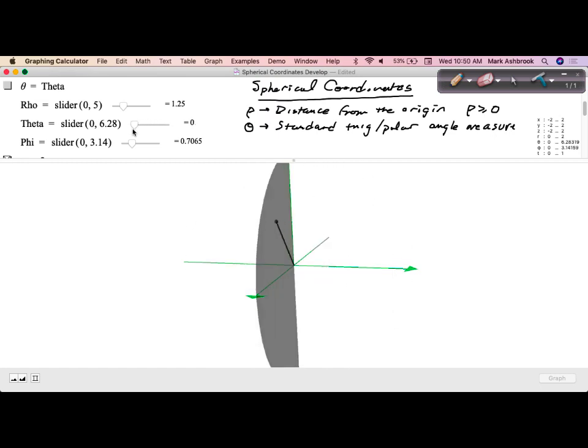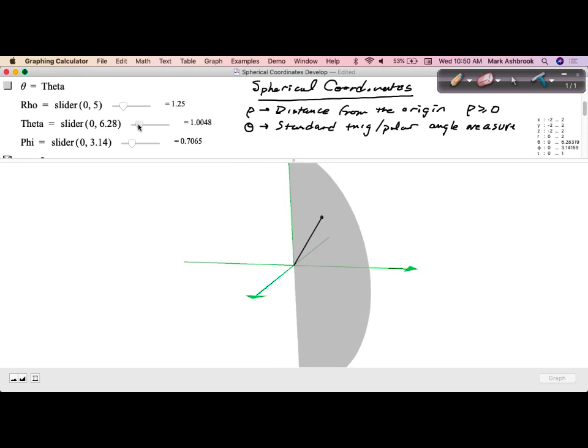So we got rho is the distance from the origin. Theta is the standard trig angle. And then the last, so here is theta just a little bit shy of pi over 2. Okay, so it's kind of coming out, right? It's like from the origin at me. Okay, that's less than pi over 2.